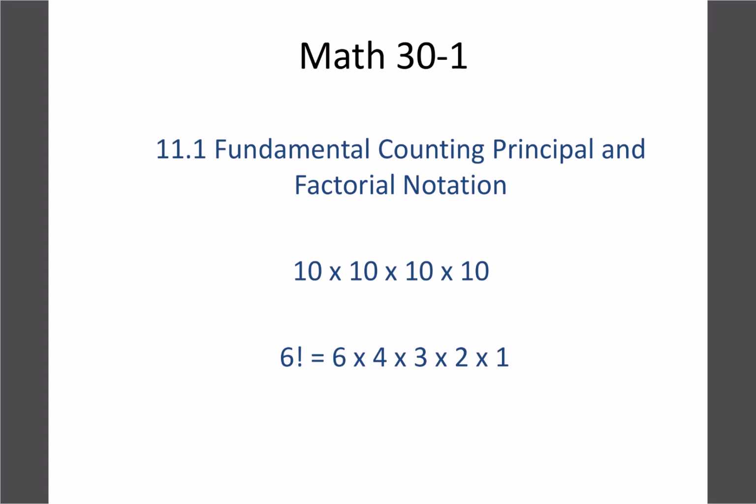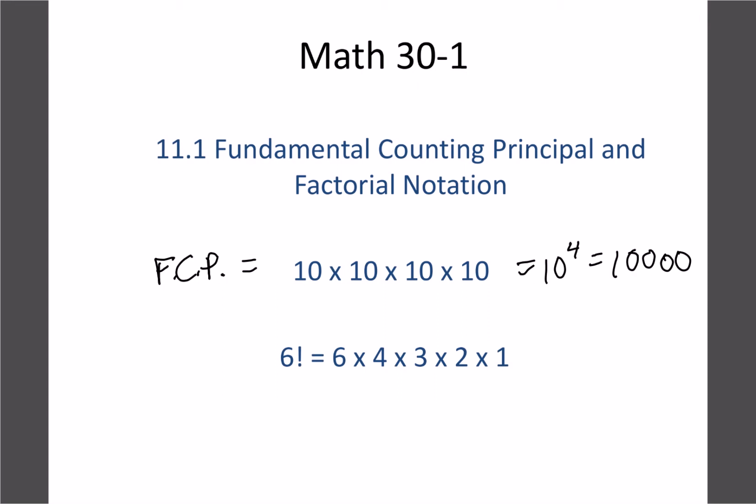So first we're going to look at what the fundamental counting principle is. And that's basically just multiplying all of your different combinations. So this, 10 times 10 times 10 times 10, would be an example of picking a 4-digit PIN number. For your bank, you could pick any digit from 0 to 9, so that's 10 different digits, and you can repeat them, so it'd be 10 times 10 times 10 times 10. And we could write that as 10 to the 4 or 10,000, whichever.